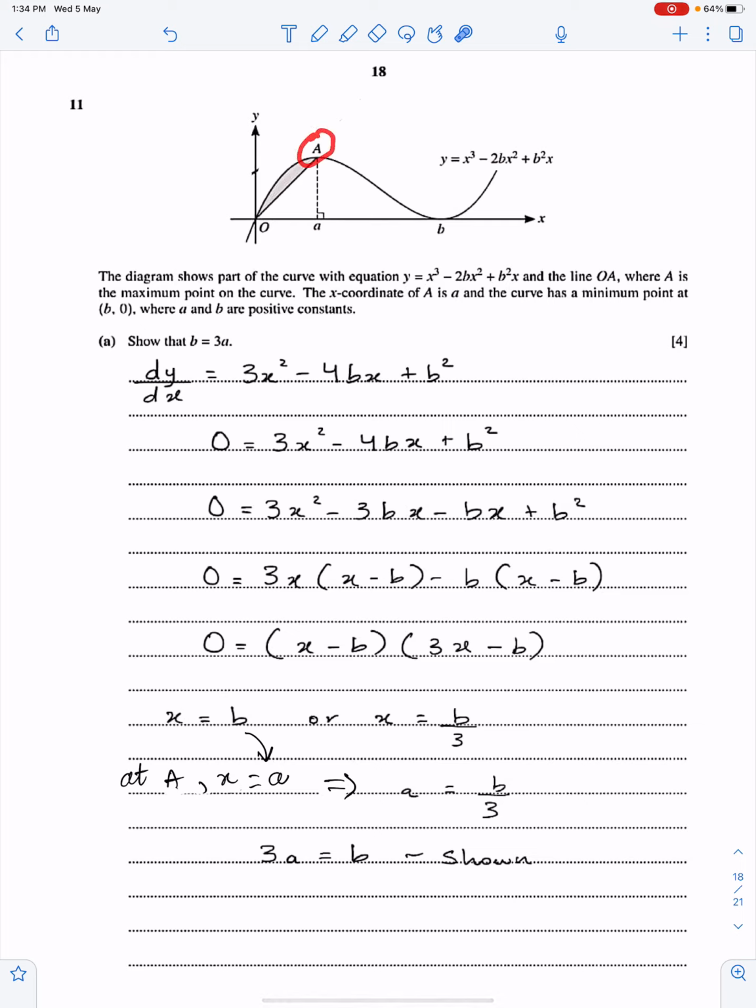At A, x is A. At A, x is A. And at B, here x is B. At this point x is B, and at this point x is A. So this is A, and when you replace this x by A here, you will get 3A is equal to B. You just need to replace this x by A, because at A, x is A.